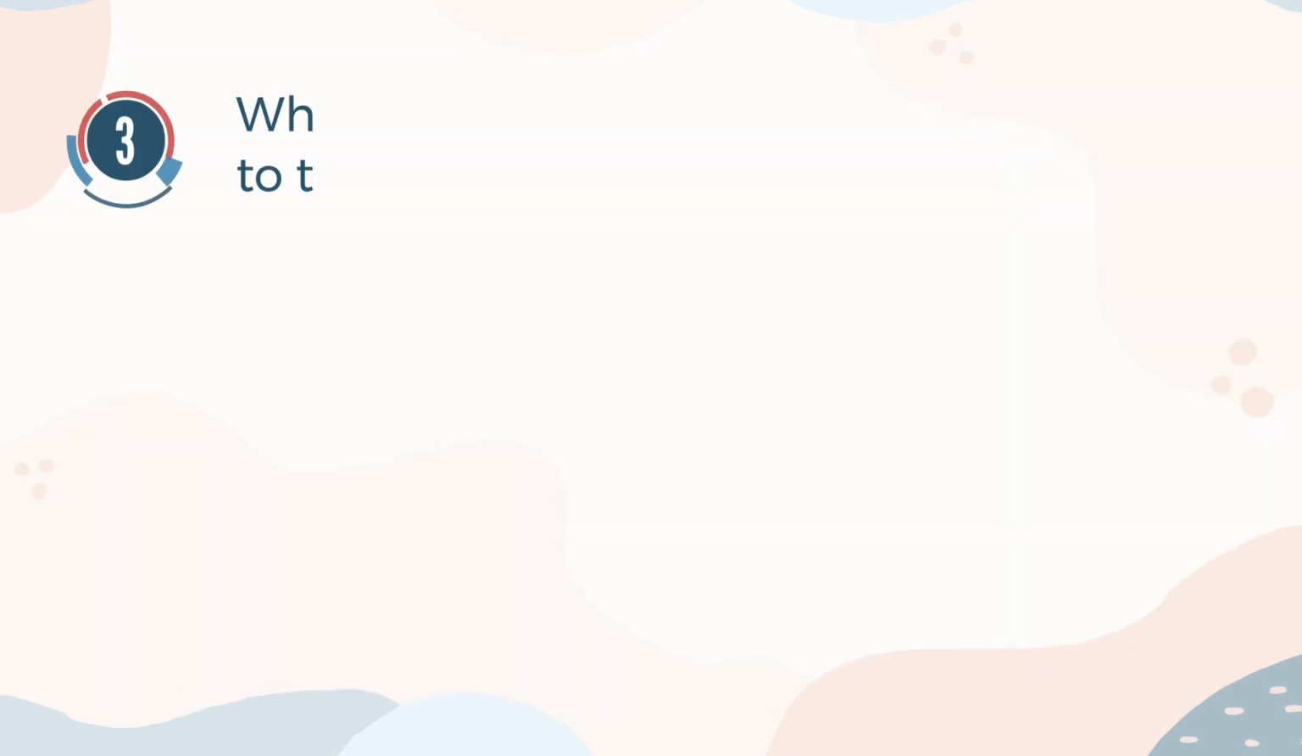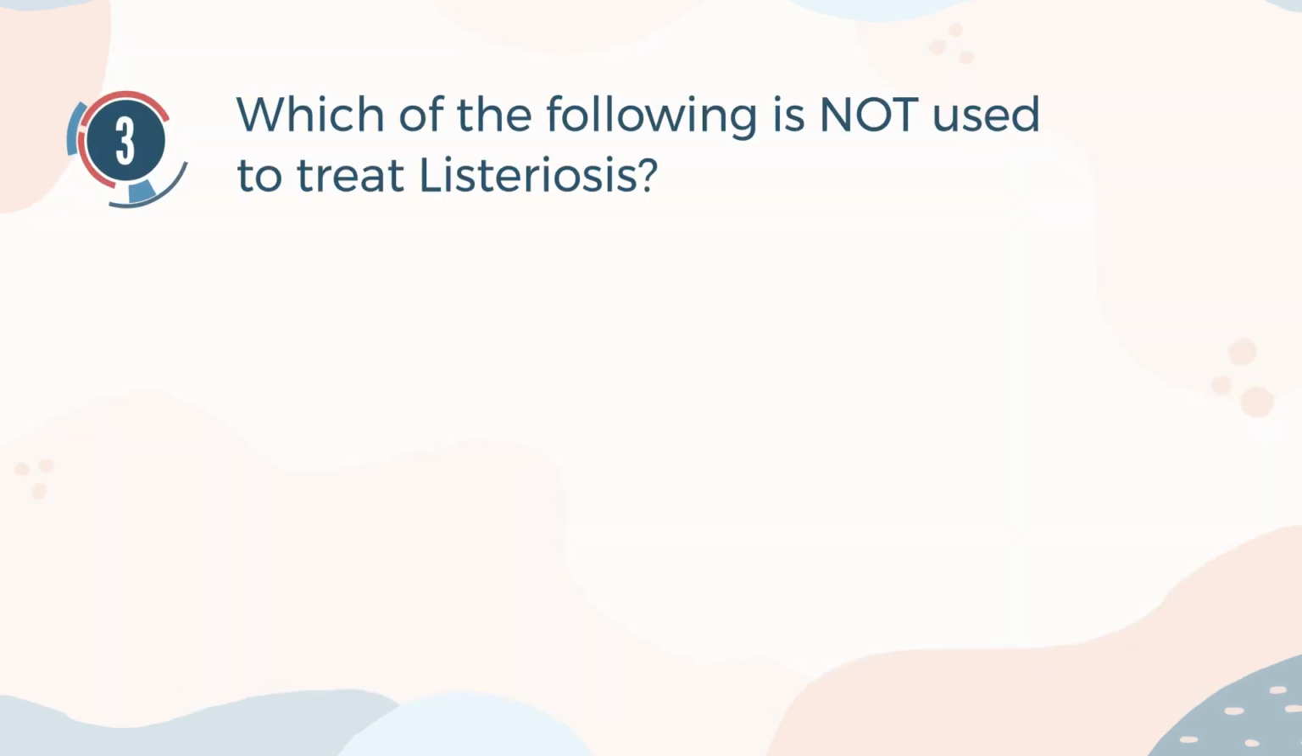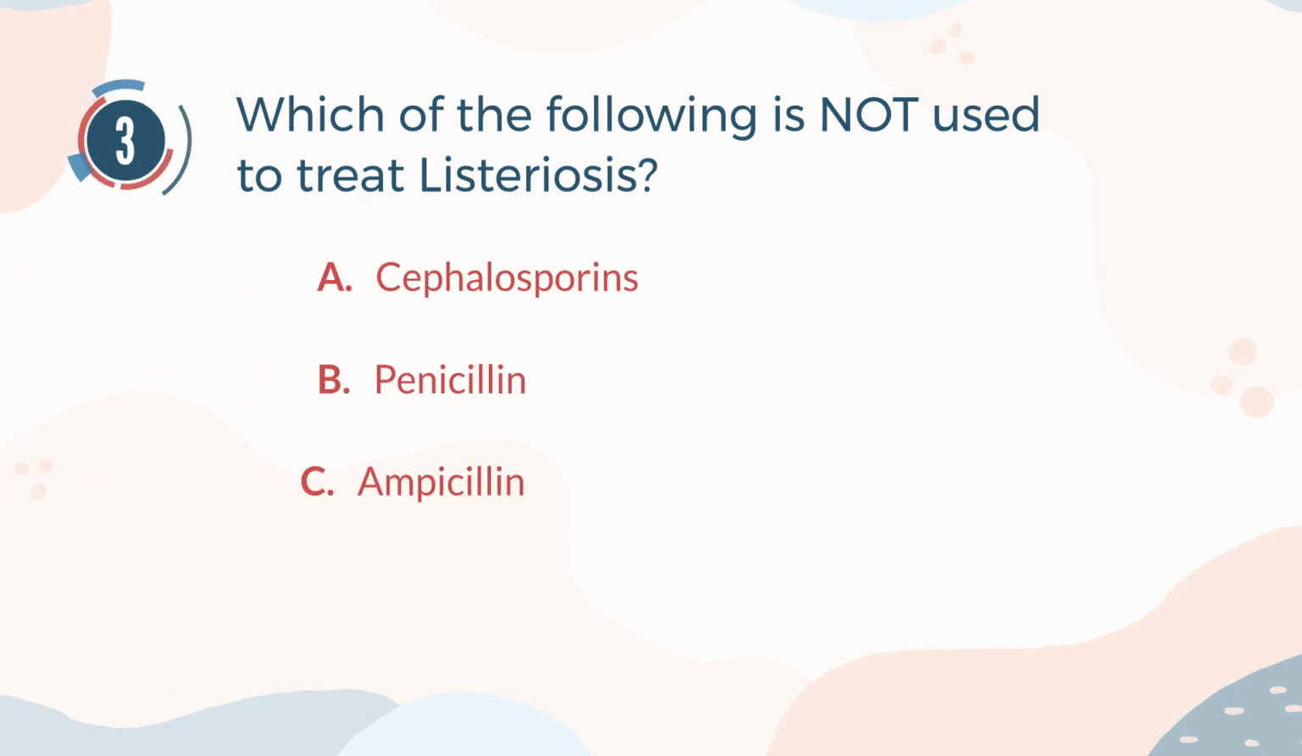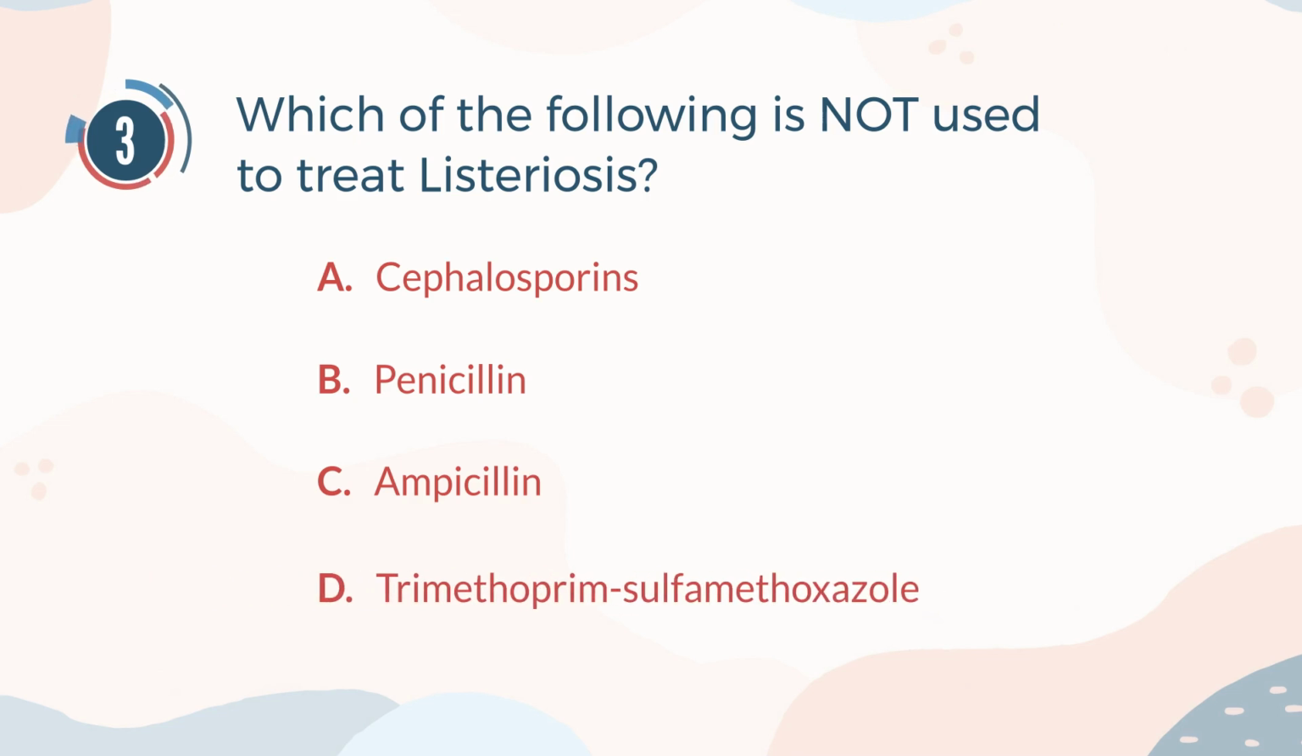Number 3. Which of the following is not used to treat listeriasis? A. Cephalosporins. B. Penicillin. C. Ampicillin. D. Trimethoprim sulfamethoxazole. The correct answer is A.